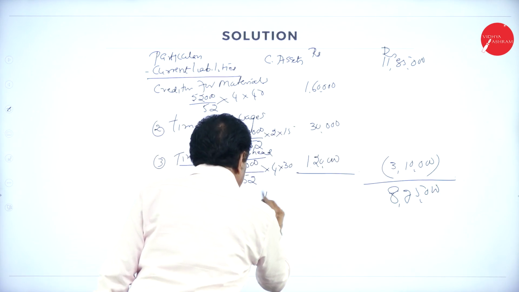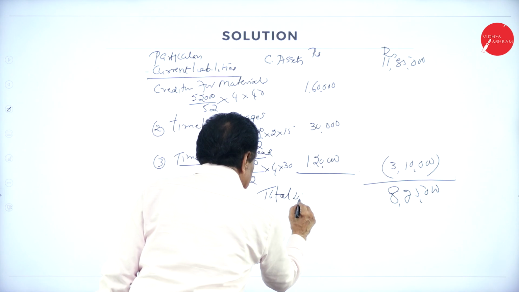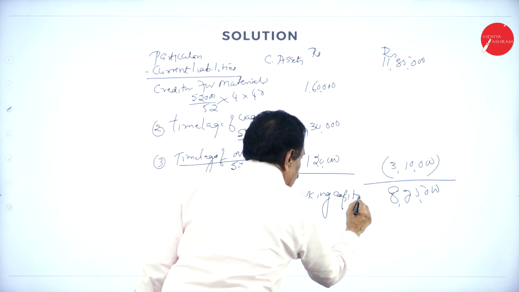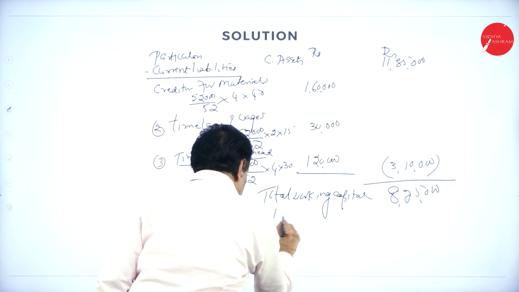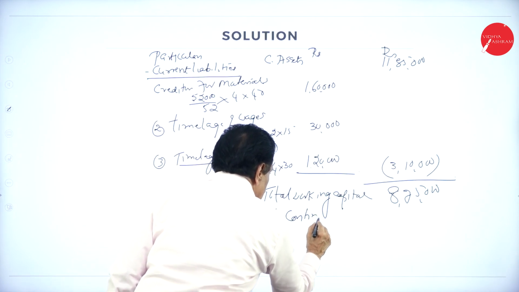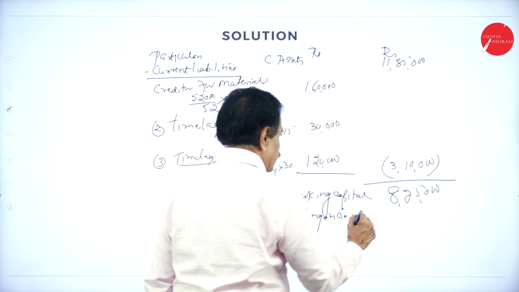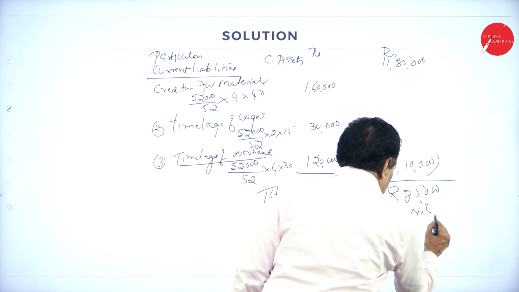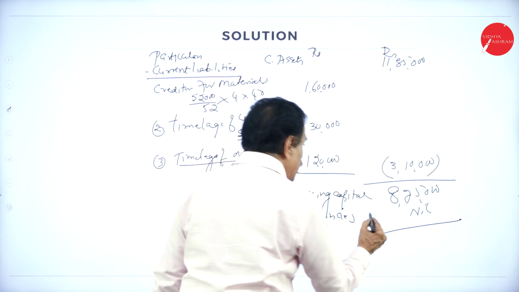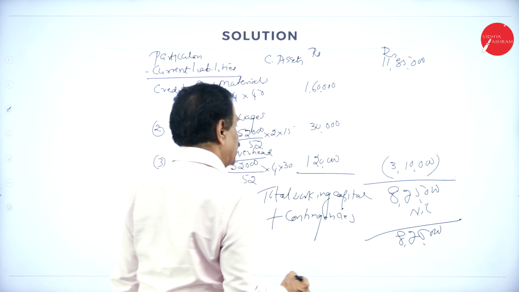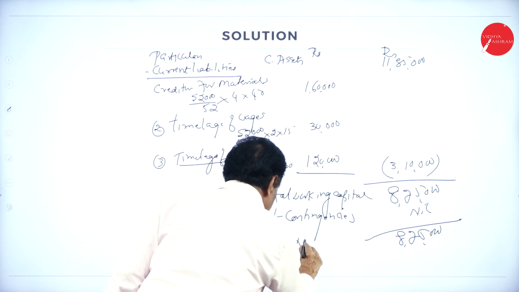Total working capital. Add contingencies: nil. Once again, it becomes 8,75,000 net working capital.